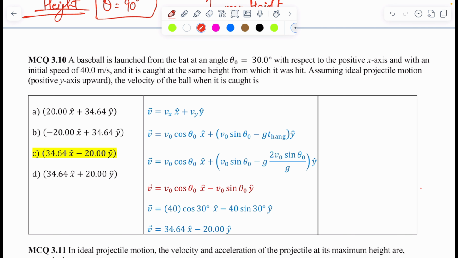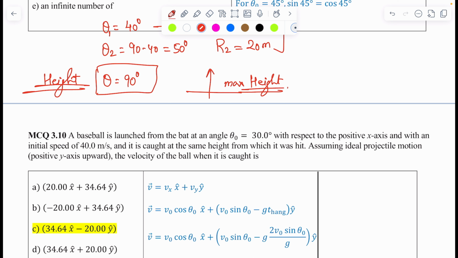A baseball is launched from the bat with an angle of 30 degree. Okay, so guys, theta is given here. Okay, I'm going to use the space so that it will become easy for us to solve this.